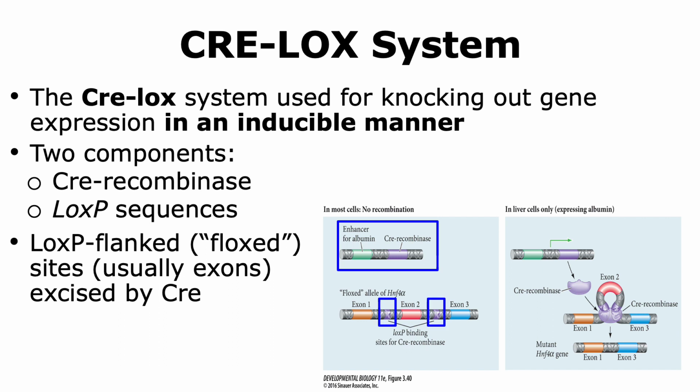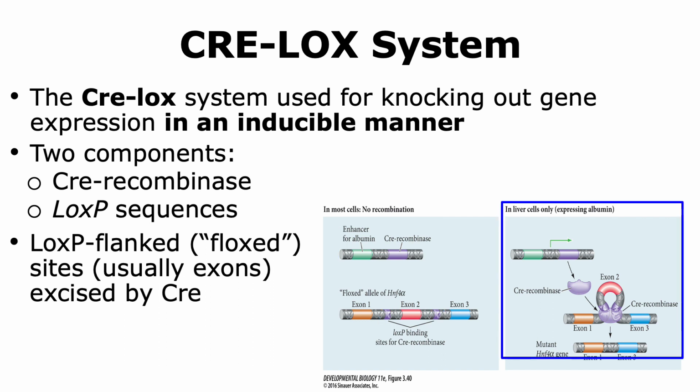Now in the figure, we can see the CRE recombinase is under the control of an enhancer. In this specific example, it is under the control of an enhancer for a protein called albumin. When we have transcription factors that regulate the expression of the albumin gene, in that scenario, CRE recombinase will be activated.